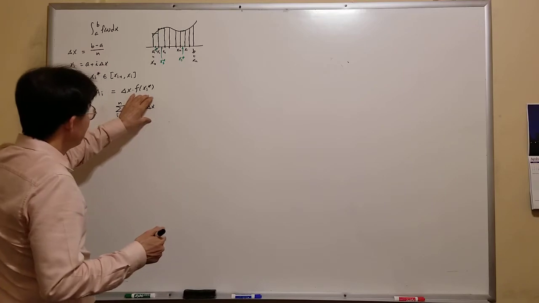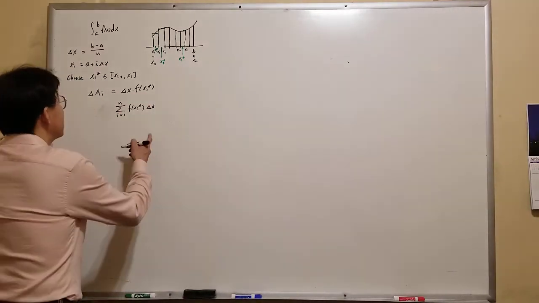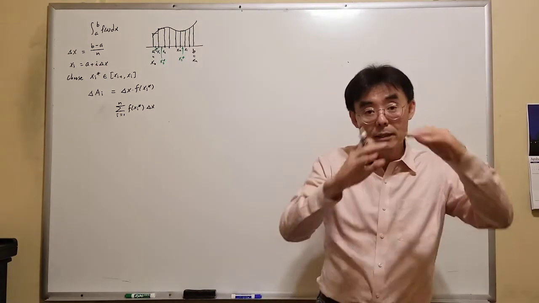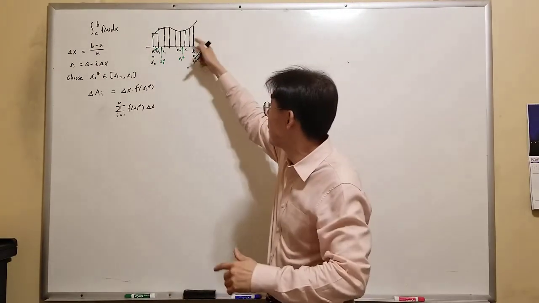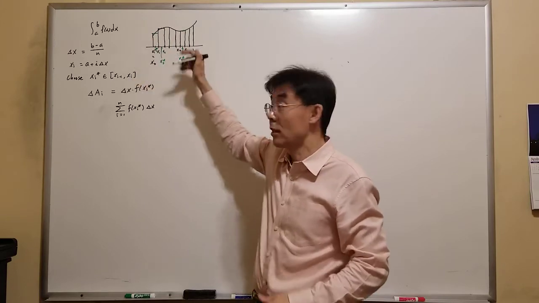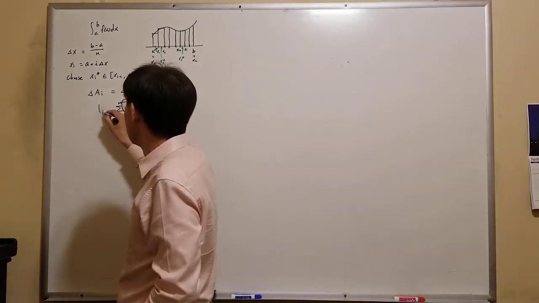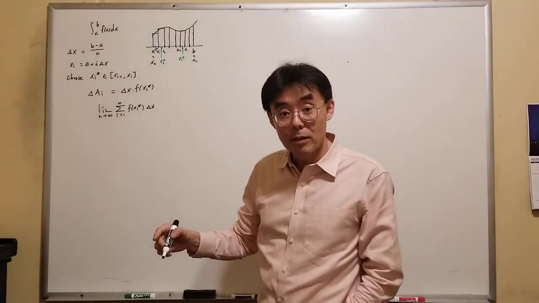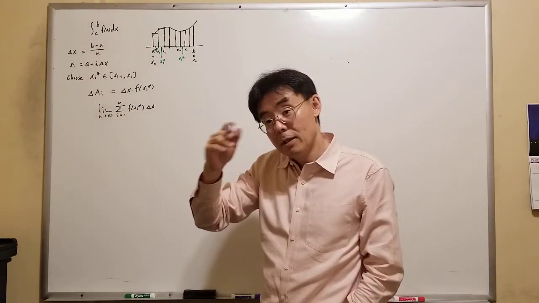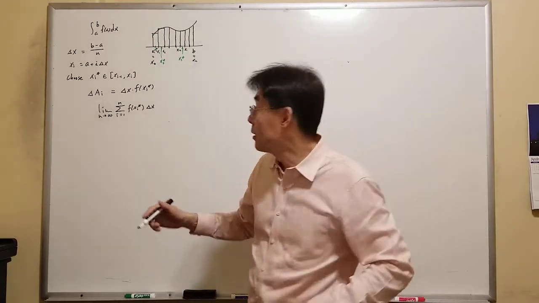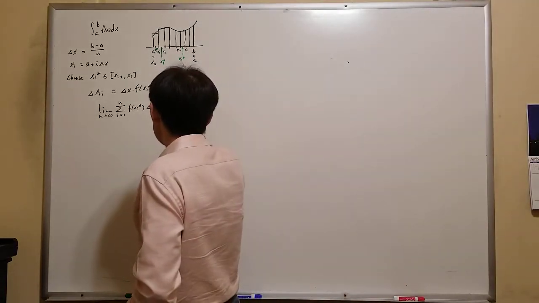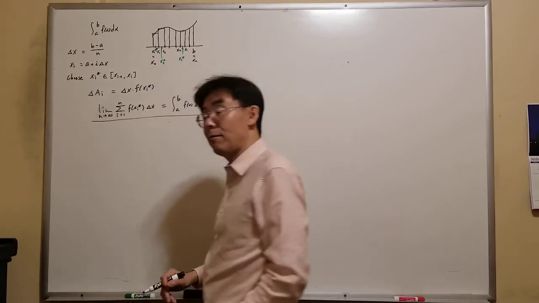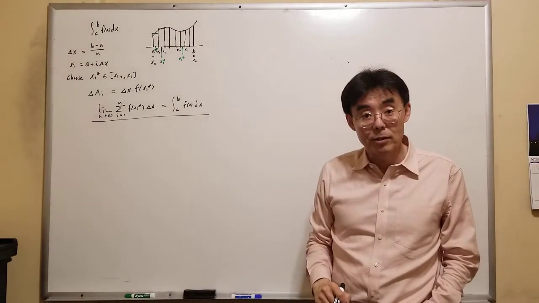So that's the sum of the areas of the rectangles. Now that has some error. It's not going to be exactly the area of the region under the graph above the x-axis from x equals a to x equals b. But if we take the limit as n goes to infinity, that's going to be closer and closer to the area of the region. The limit value will be exactly the area of the region. So this is the way we define the definite integral of a one variable function.